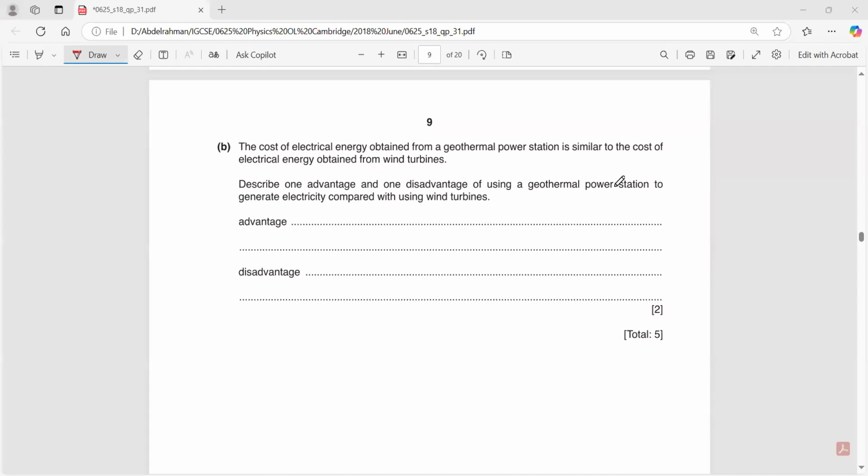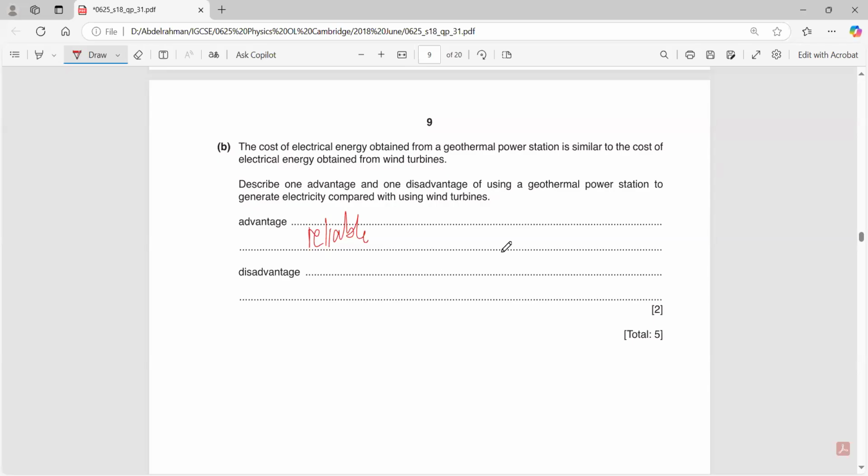One very obvious reason would be that geothermal power stations are reliable. No, you said cheaper? In this question, it says to ignore the cost. The cost is almost the same. One of the most important advantages of geothermal power stations compared to wind turbines is that they are reliable, with a steady output.